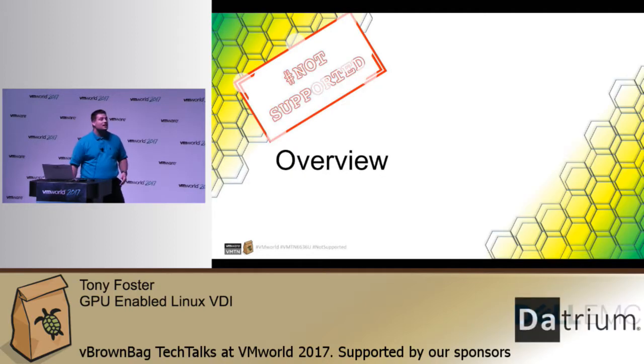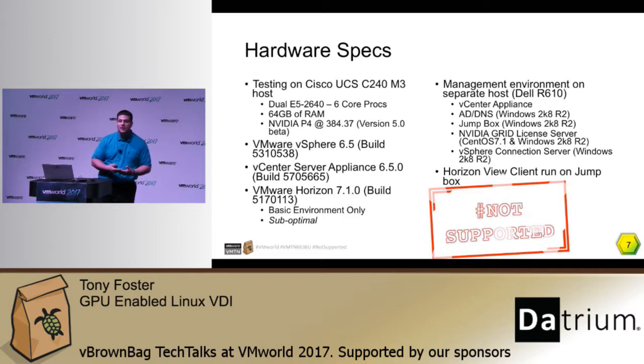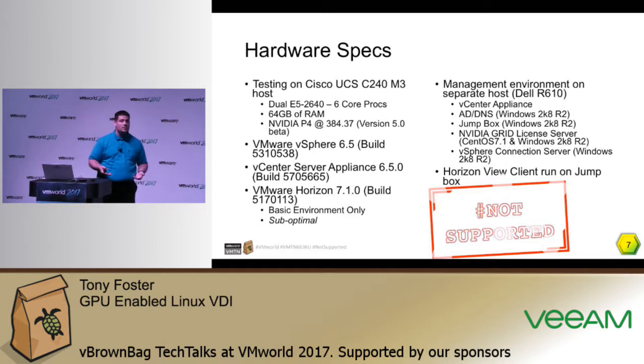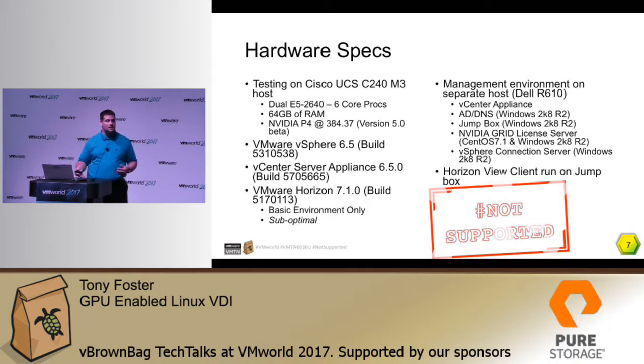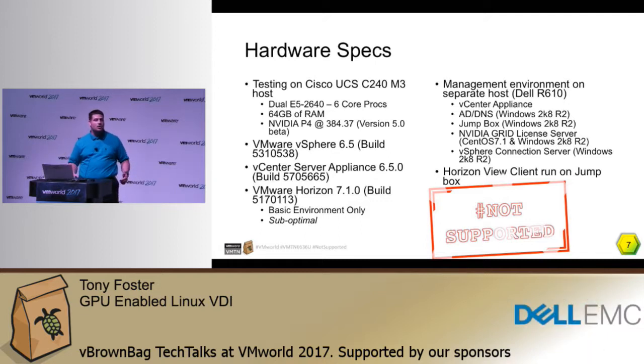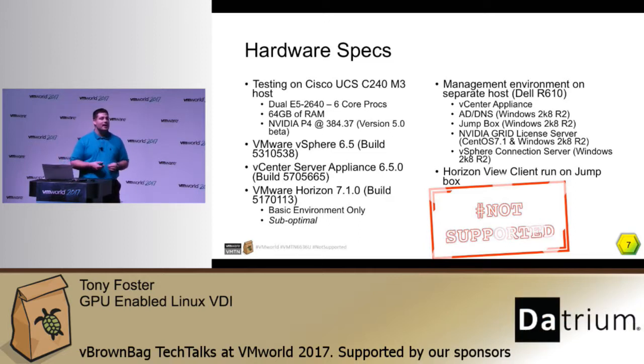So with that, let's get into a quick overview of the environment that I was working with. I was working with a C240 M3 Cisco host, and that's what was running most of my virtual desktop material on. So again, that's not supported with the P4 card. I was running an NVIDIA GRID P4 GPU. So that's the smaller half-height, half-width GPU card. So it only takes up a single slot and can run in smaller servers. Very fun stuff. And then on my management environment side, most of my management ran on a Dell R610.